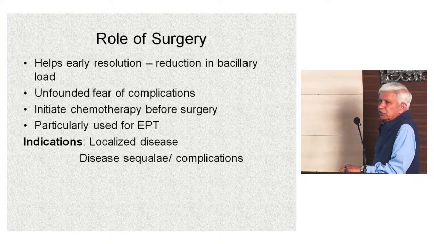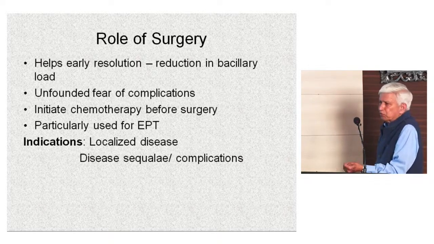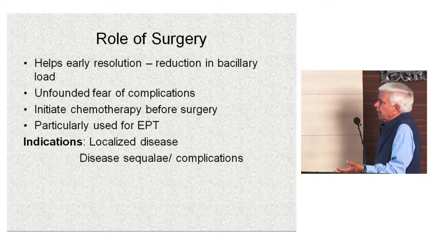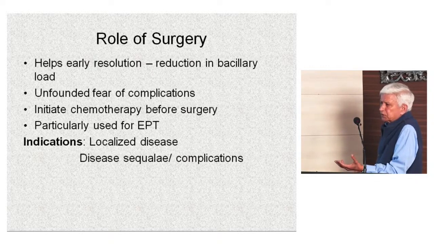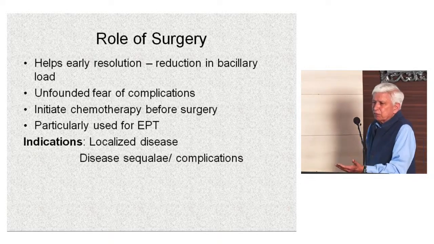What is the role of surgery in tuberculosis? Surgery is especially helpful in localized forms of extra-pulmonary tuberculosis, or even localized forms of pulmonary tuberculosis. For example, lymph nodes, and other bone lesions, sometimes abscesses can be drained, sometimes in the abdominal tuberculosis or the genitourinary tuberculosis, surgery may be required. It can be required for the treatment of disease as well as for treatment of disease sequelae, or some complications have occurred, perforation has occurred.